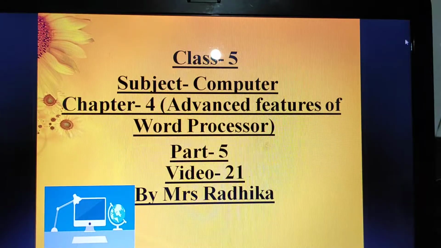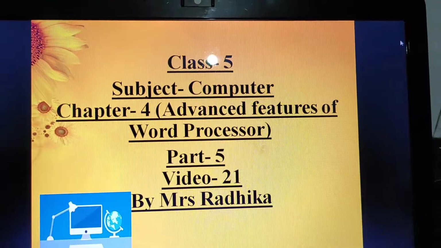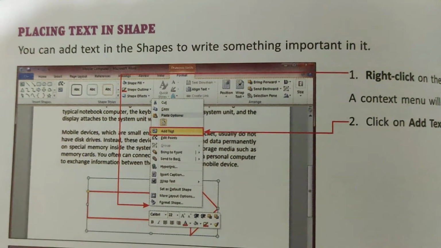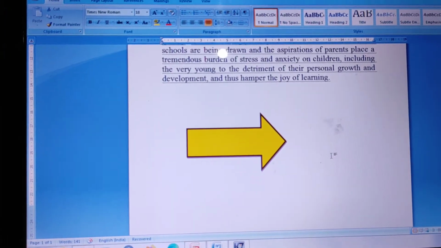So let's start the 5th part of chapter number 4, that is advanced features of word processor. Now the topic is placing text in shape. So you can add text in the shape to write something important in it.